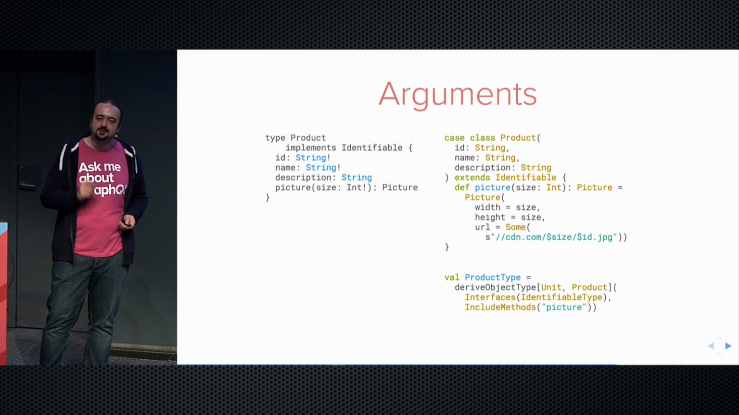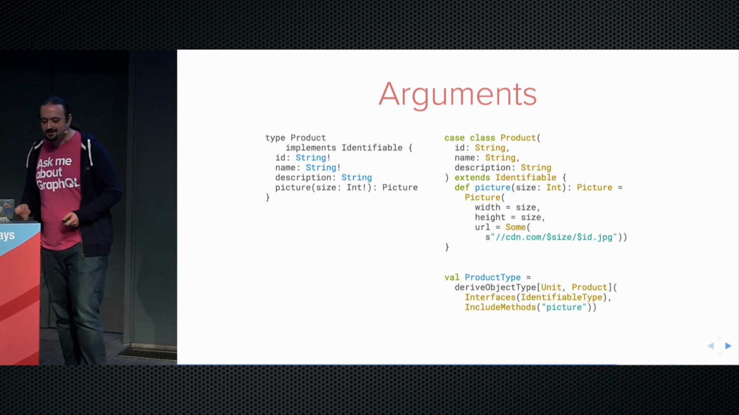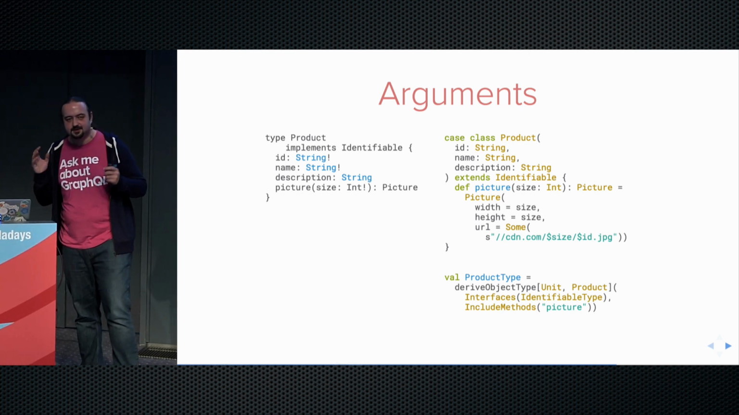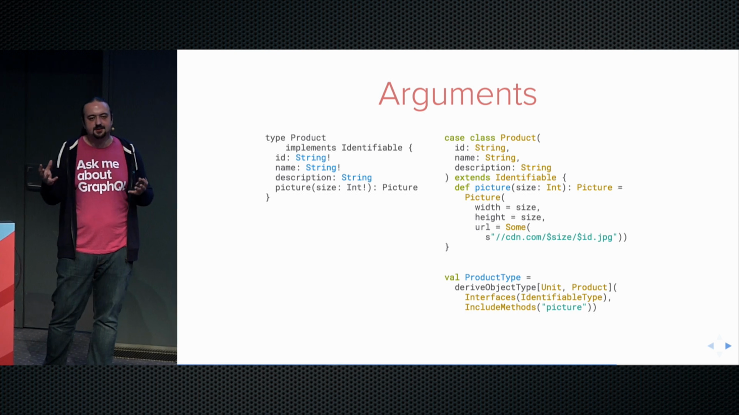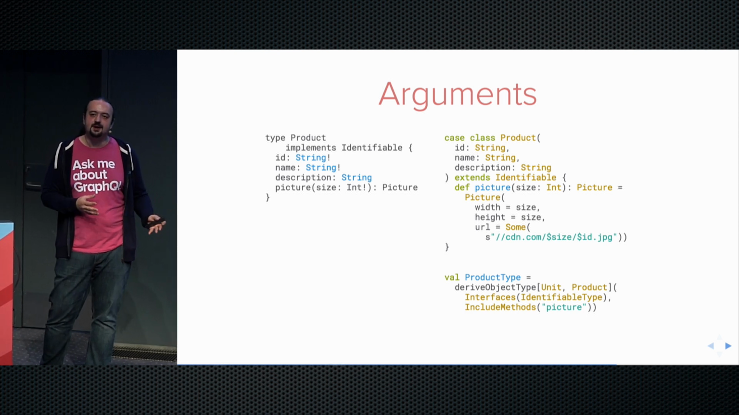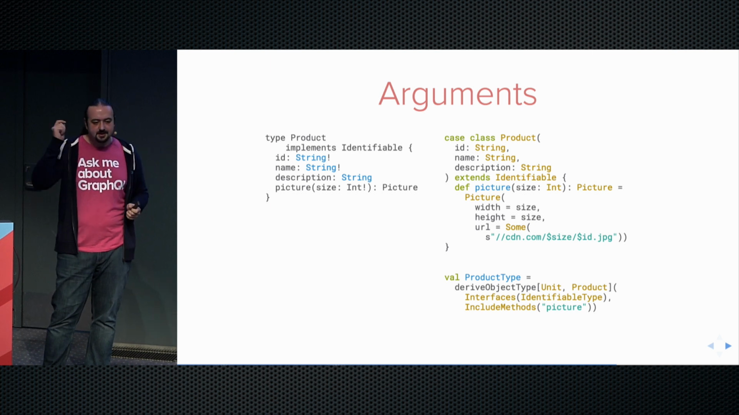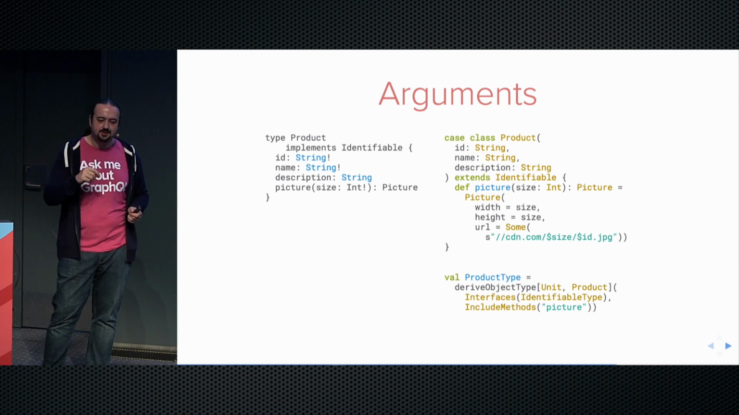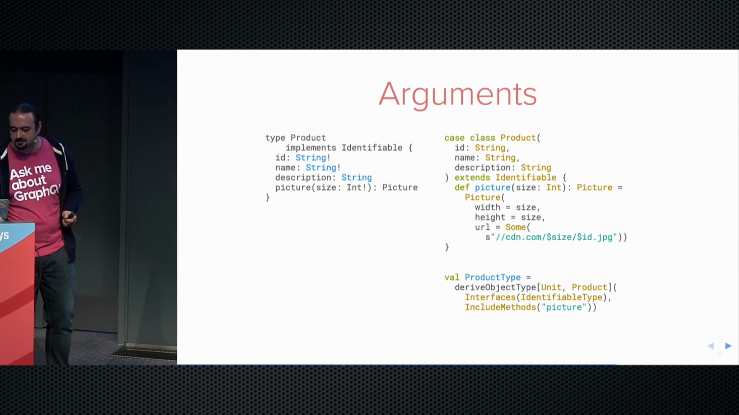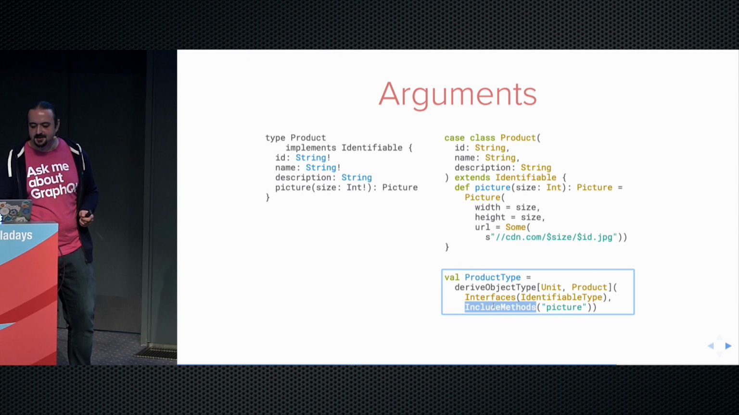In this case, you can still use a macro, but you need to explicitly say that this particular class implements this interface. This is not derived. And you also need to include the method, because by default, what the macro does is just take all of the fields of the case class. It is the most safe option. But if you would like to include a method, you need to explicitly use this include methods setting for a macro.